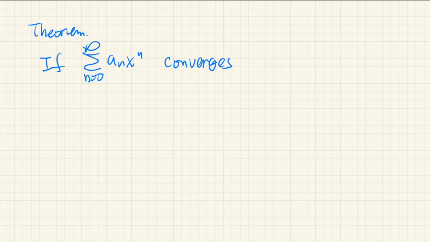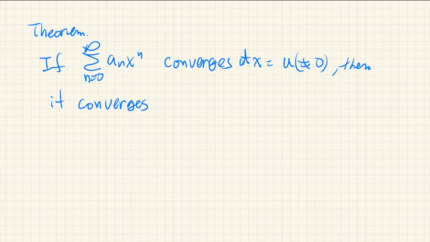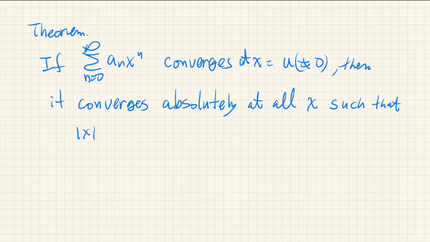But first, let us prove the following theorem. That is, if the power series, the sum of a_n x to the power of n, converges at x equal to u, which is non-zero, then it converges absolutely at all x such that its absolute value is less than the absolute value of u.